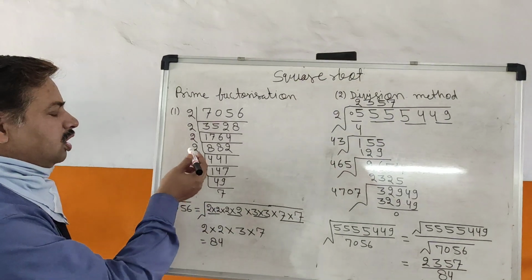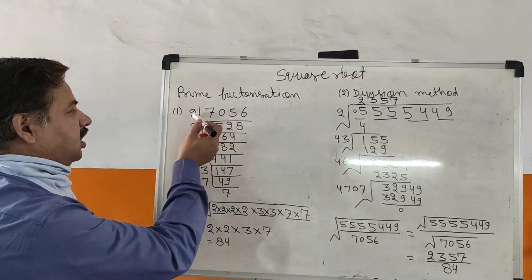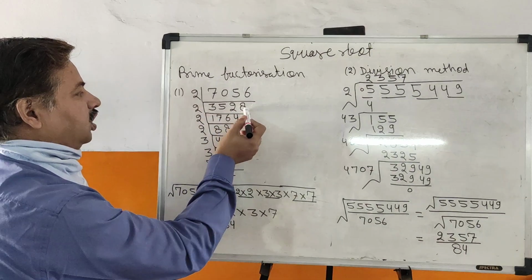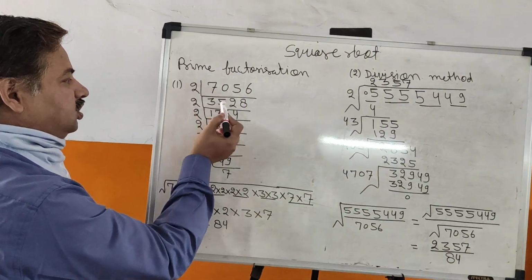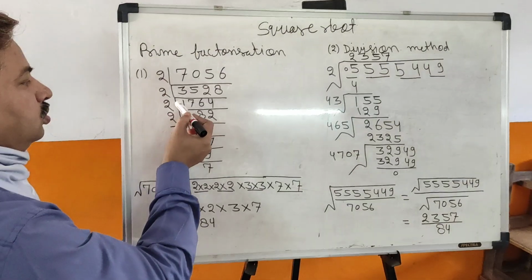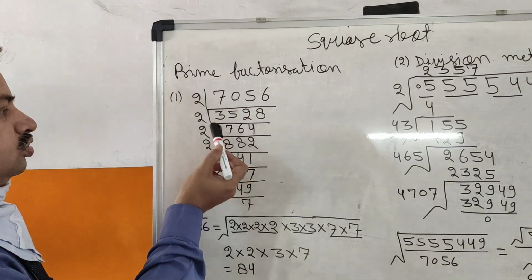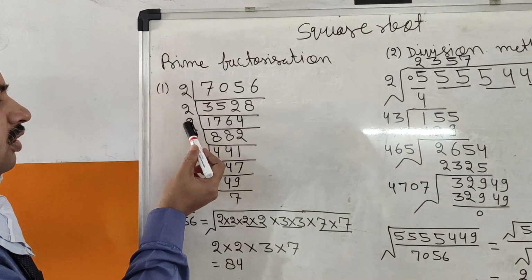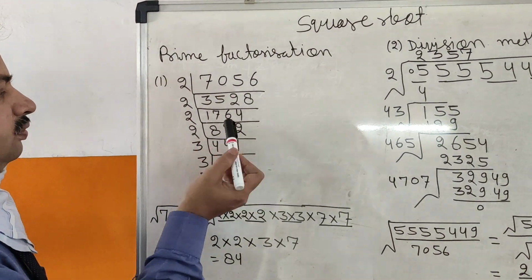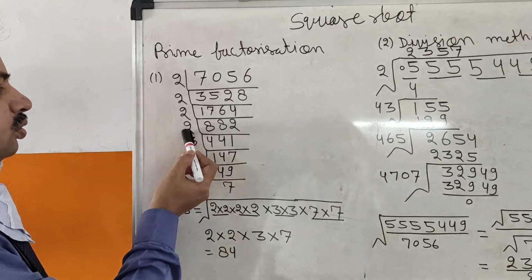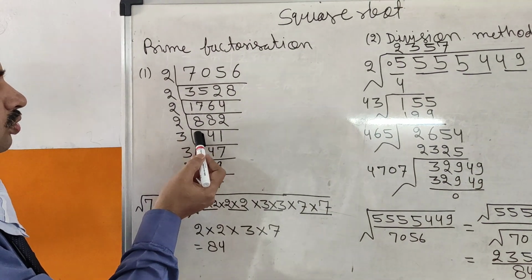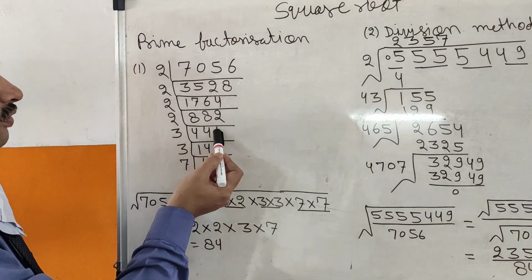Simply we find the prime factors of it. First we divide by 2, so 3528 will come. Then again it is divisible by 2, so we divide by 2, so 1764 will come. Again it is divisible by 2, so 882 will come. Again we divide by 2, so 441 will come.